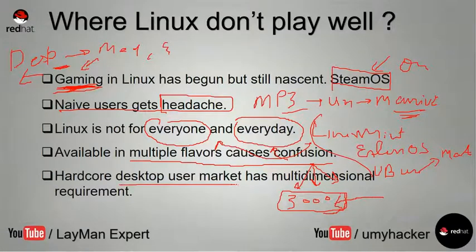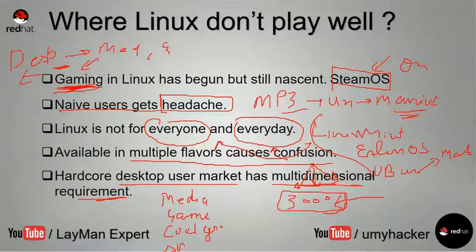Hardcore desktop user market has a multi-dimensional requirement. Why do I say multi-dimensional? Because they want great media, they want games, cool graphics, speed, and support.